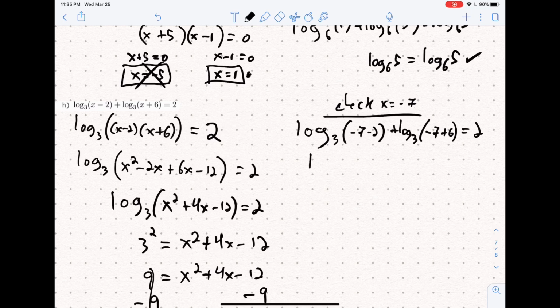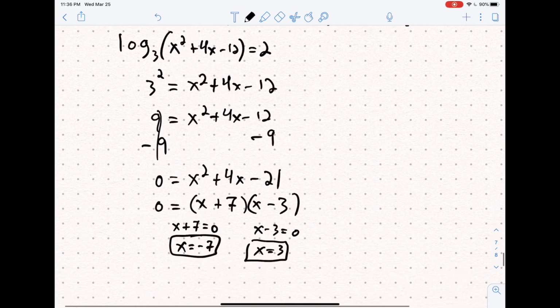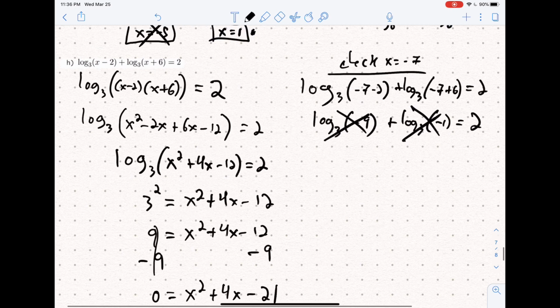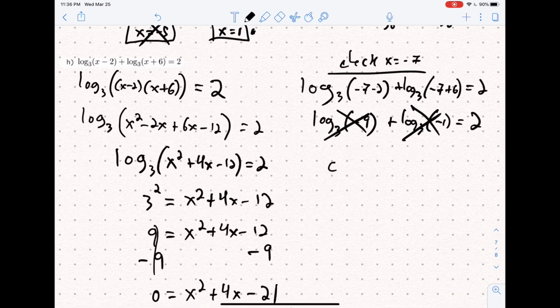And the left-hand side, log in base 3 of minus 9 plus log in base 3 of minus 1. Log in base 3 of minus 9 is not allowed because you can't take a log of a negative. And log in base 3 of minus 1 is also not allowed. You can't take a log of a negative. So this thing fails. And because of that, x equal minus 7 is not a solution. So let's now check the other one.